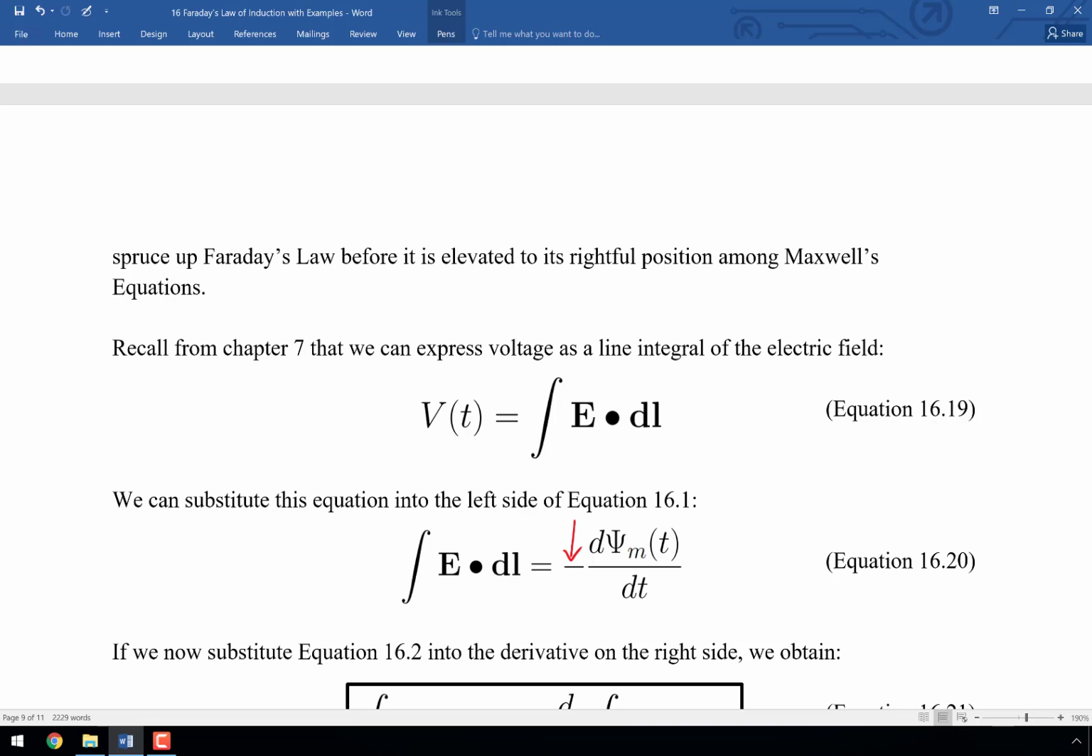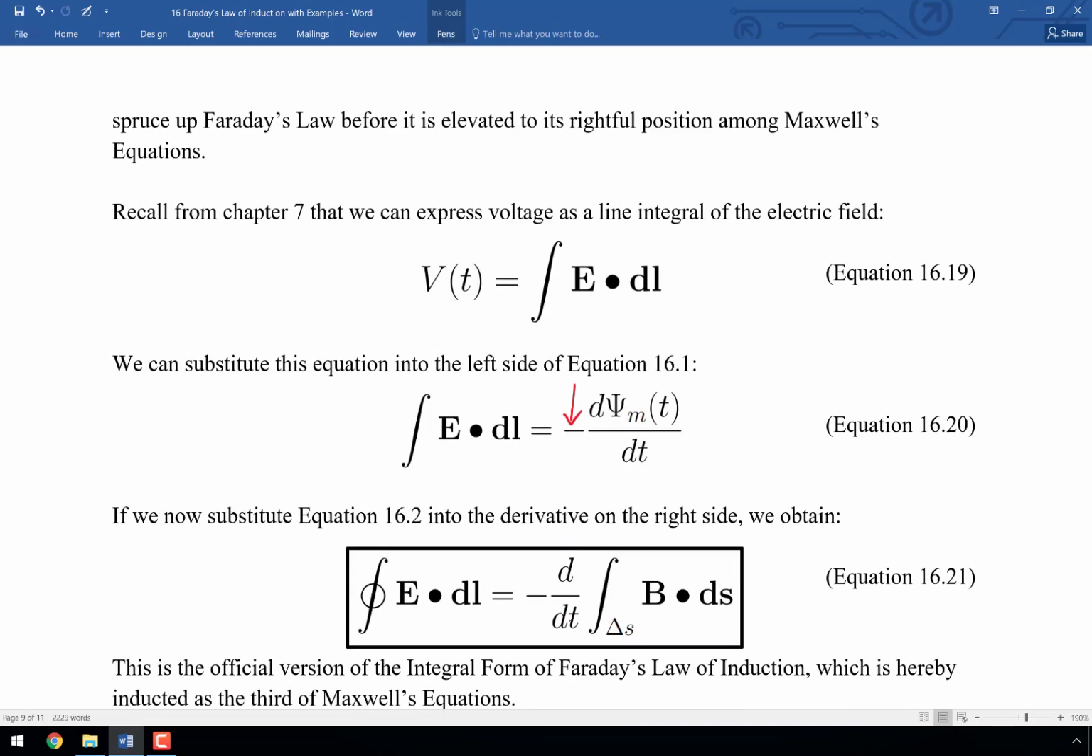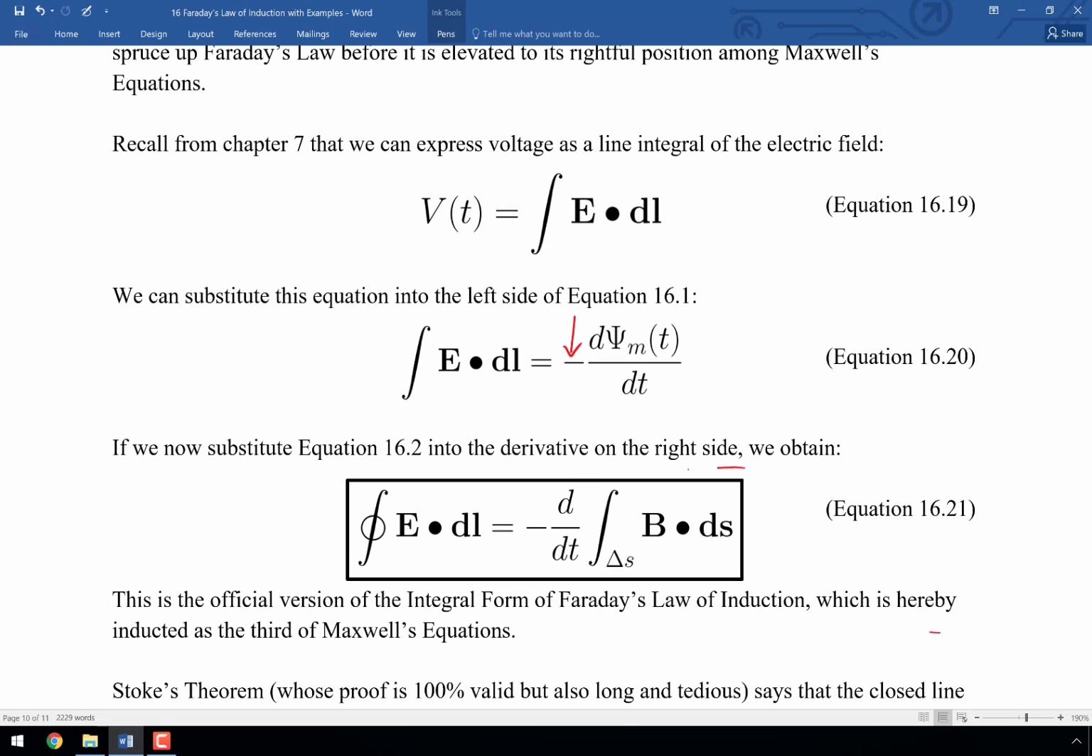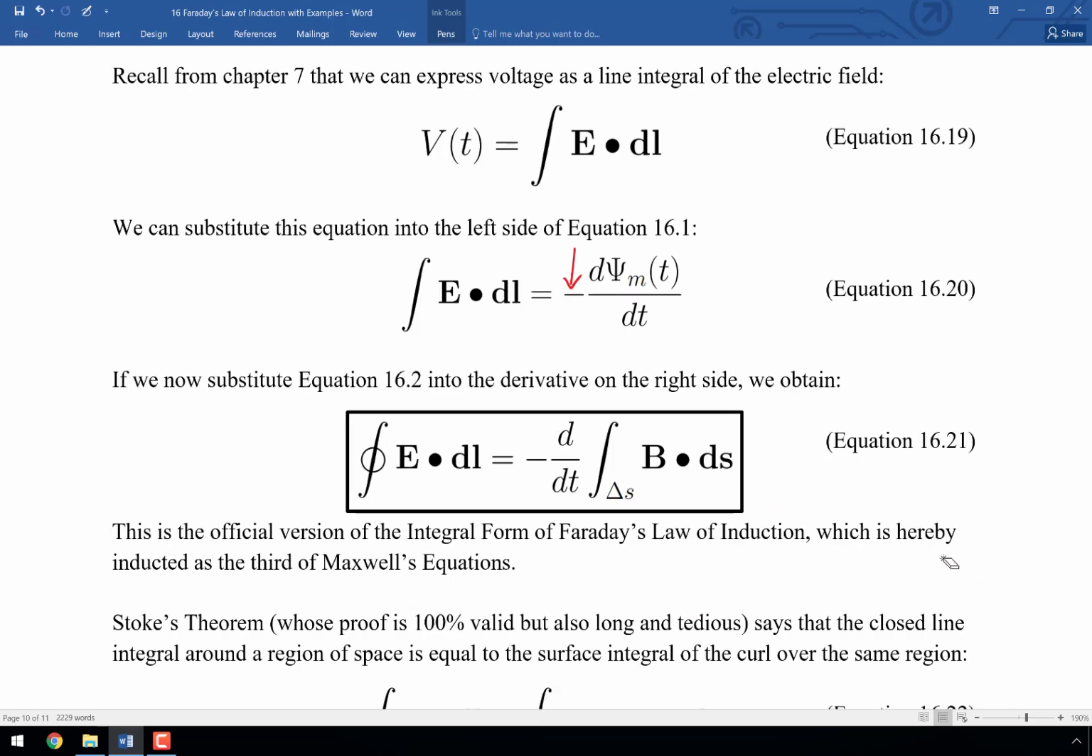But we also know that we have an expression for psi, and so we can represent this quantity right here, which represents psi. And so it's the surface integral of B dot ds. That came from equation 16.2, but I'm going to erase that because I don't want to draw away from the splendor of Faraday's law in its final and official form. Sometimes it's referred to as Faraday's law, sometimes it's called Faraday's law of induction. Those are the same thing from everything that I can tell.